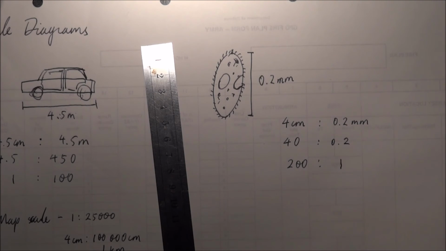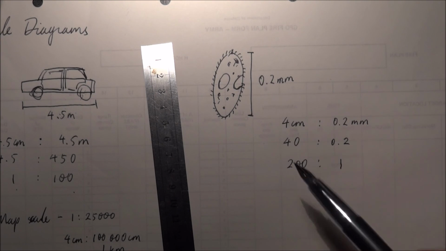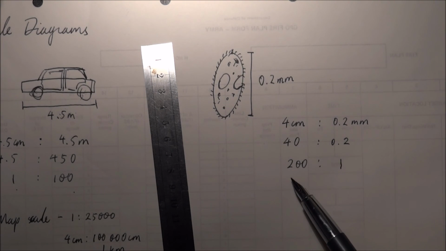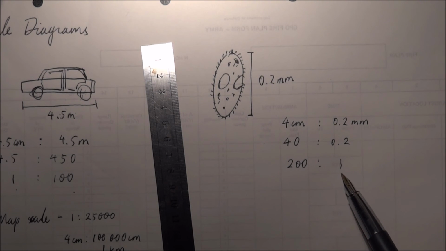And this is the important part. If the diagram is smaller than real life, then the small number is always at the front and the large one at the right. And if the diagram is larger than real life, then the large number is at the front and the 1 is on the right. That's pretty much it.